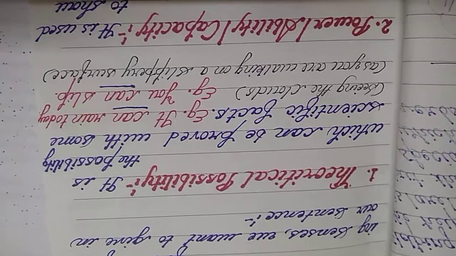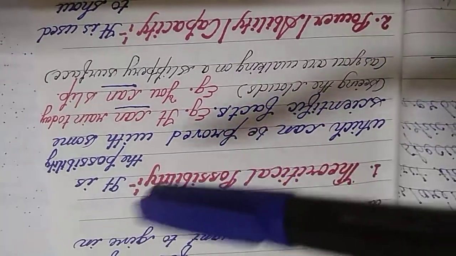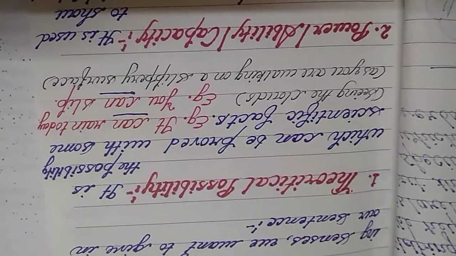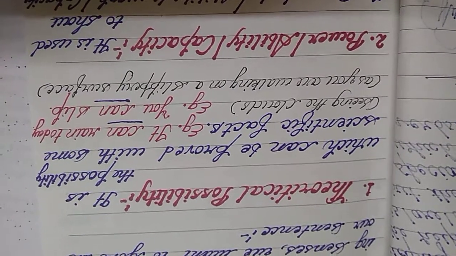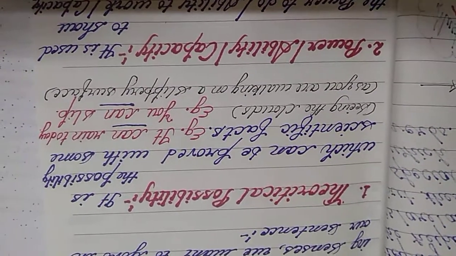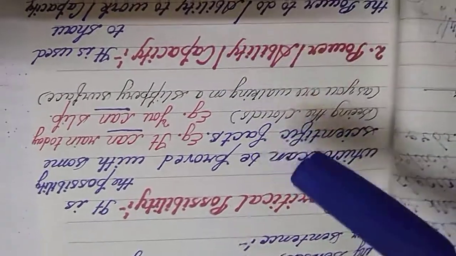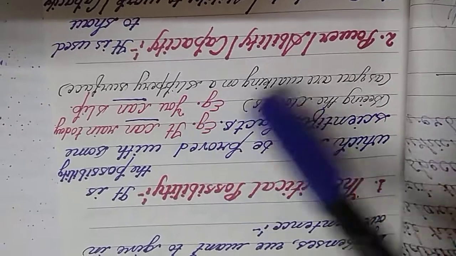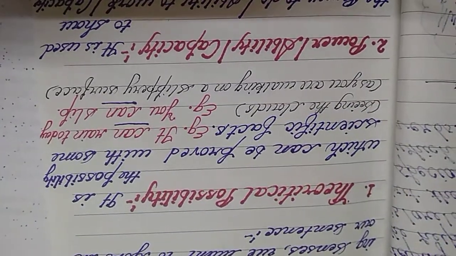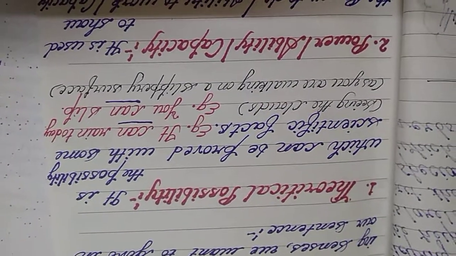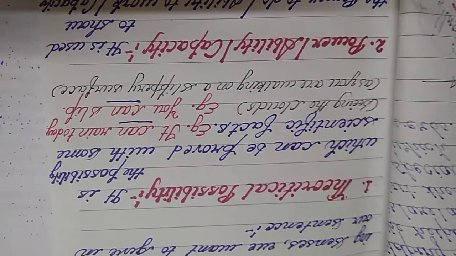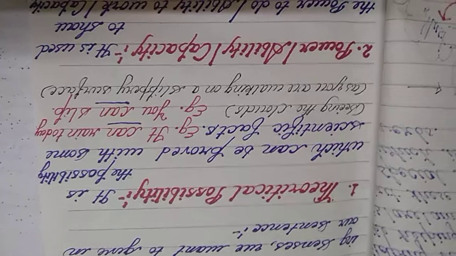What is theoretical possibility? It is the possibility which can be proved with some scientific facts. What do you mean by scientific facts? Try to understand with this example. Suppose you have seen some patches of clouds in the sky, and you know usually black clouds bring the rain to the earth.